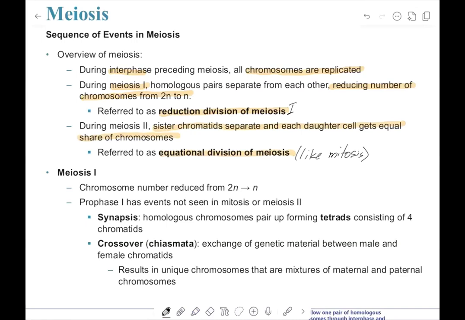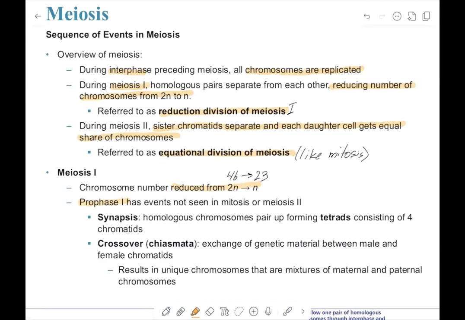So we're going to go into a little bit more detail about meiosis here. Meiosis 1 is the reduction phase. You should know that by now. So the chromosomes are reduced from 2N to N, which is essentially 46 being reduced to 23. Remember, the first part of meiosis 1 is the most significant part, called prophase 1, and it has events that aren't in mitosis or meiosis 2.